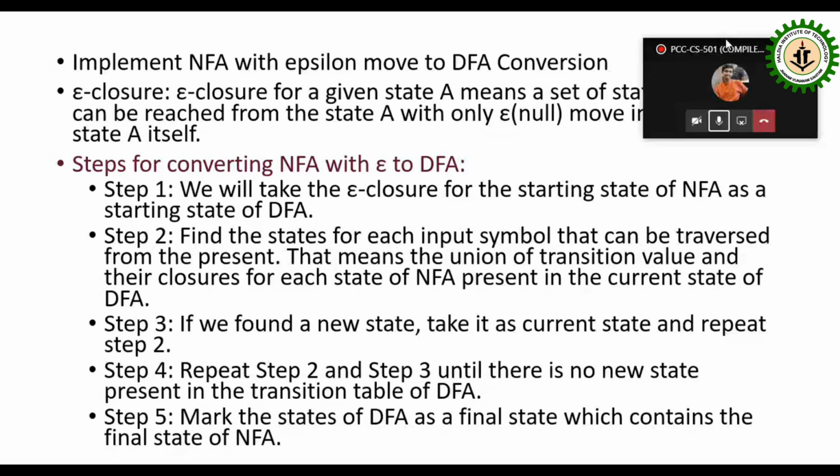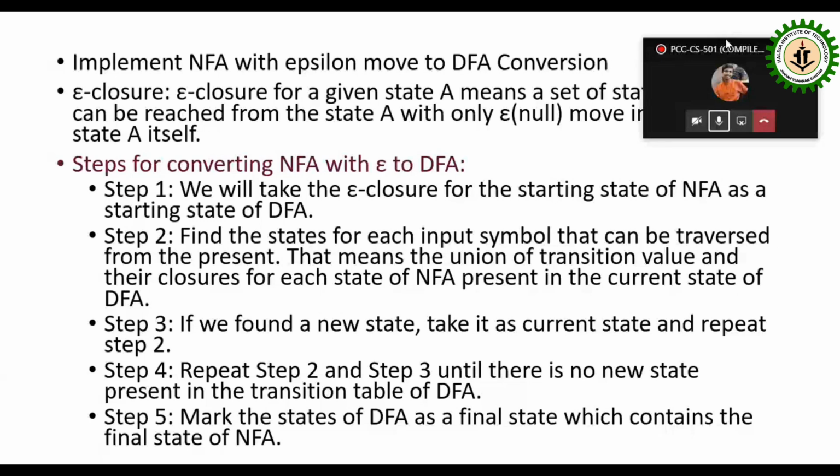Step 2: find the states for each input symbol that can be traversed from the present state. That means the union of transition values and their closures for each state of the NFA present in the current state of the DFA. That is the algorithm. We have to find out, for every input symbol, where we can reach from the present state, taking as consideration each NFA state present in the current DFA state.